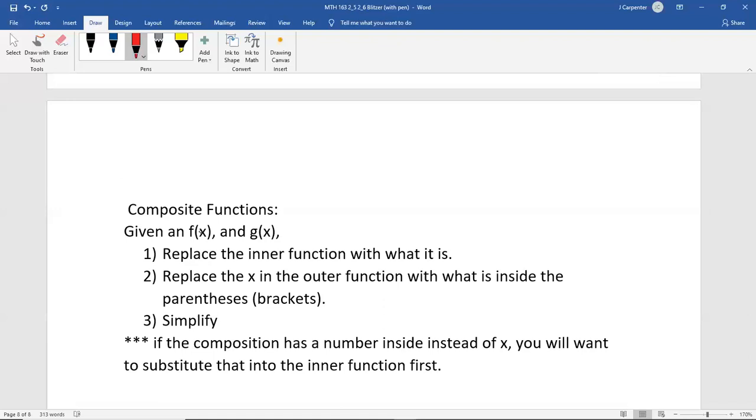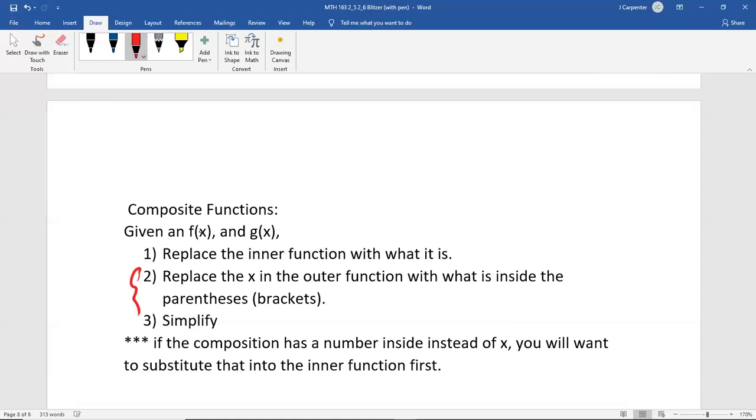But here's the concept. Replace the inner function with what it actually is. So somewhere you have g of x equals x plus 10. You would replace where it says g of x, you would instead write x plus 10. Then after you've done that, you replace the x in the outer function with what is inside the parentheses or brackets. I prefer brackets personally because you'll have parentheses inside of other parentheses otherwise. Replace the x in the outer function with what is actually inside of it.